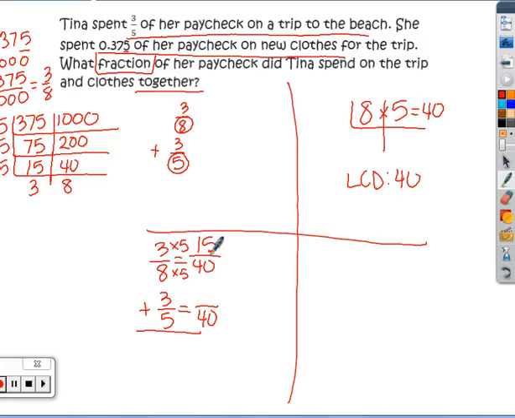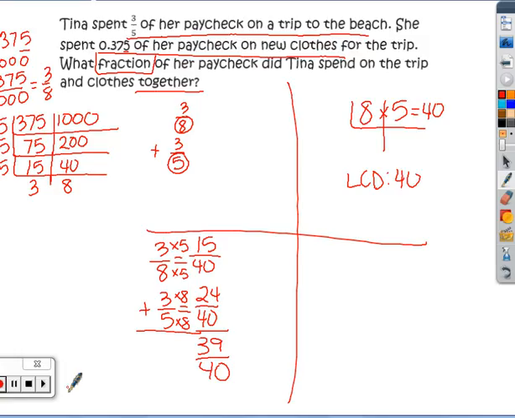What do I have to multiply 5 by in order to get to 40? 8. What I do to my denominator, I do to my numerator, which is going to give me 24. All right, so now when I add this up, I end up with 39/40ths. So I need to ask myself, is there anything wrong with that fraction? Do I need to simplify it? Is it improper? It's good? Okay.